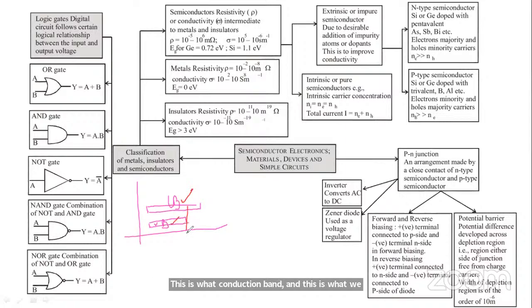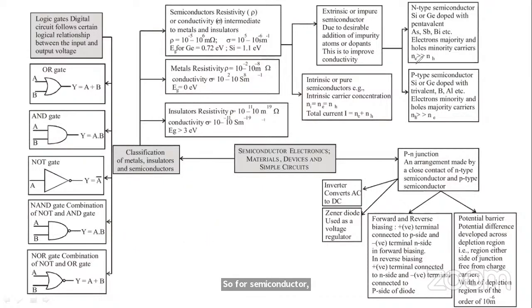The gap between them is called the energy gap or forbidden gap. What does this energy gap or forbidden gap indicate? It indicates the conduction value that you observe in the matter. For a semiconductor, you can see in this chart that the value is of the order of 0.72 to 1.1.